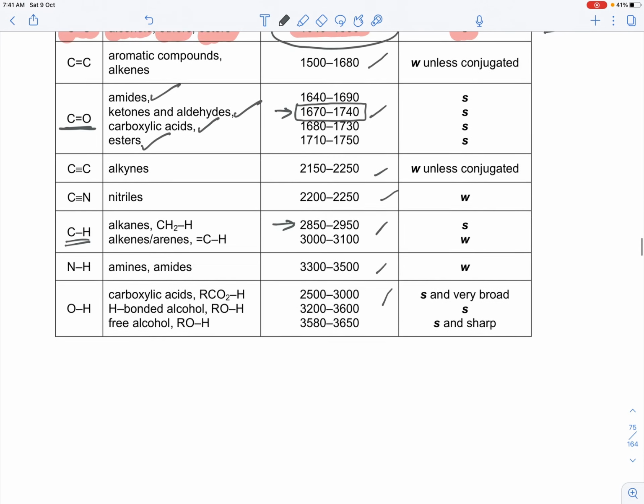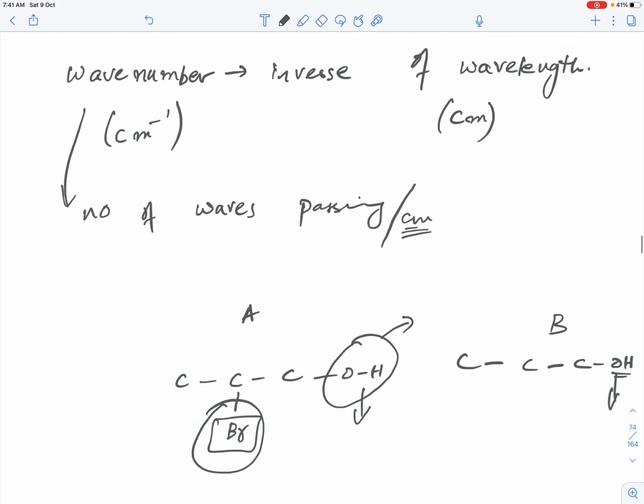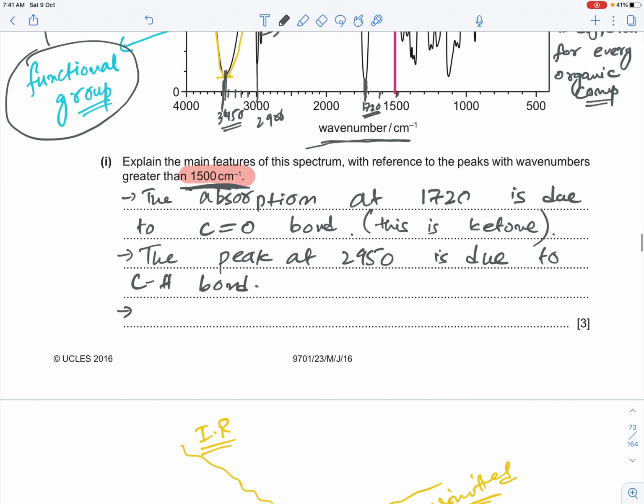Now the last one is 3450. So 3450 would be obviously due to OH group, and this is an alcohol, so that means it would be 3200 to 3600, right? And this is an alcohol, so our peak also lies within the region. So the peak at 3450 is due to OH bond.